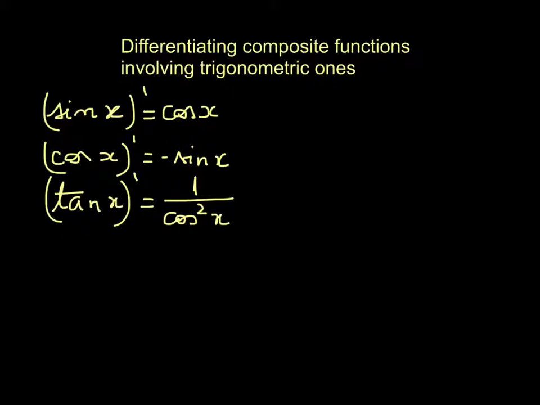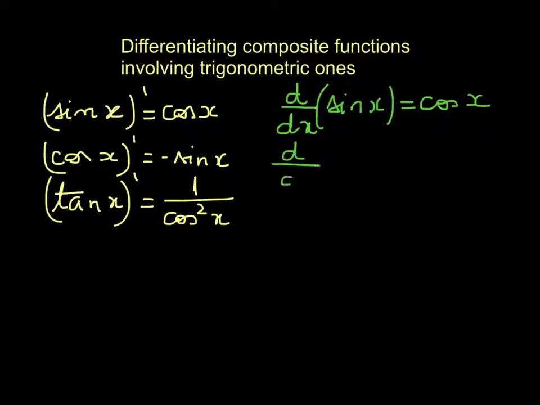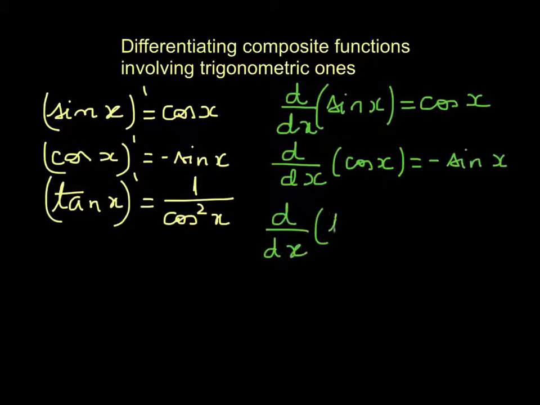Another notation for exactly the same thing is the derivative with respect to x of sine x is cos x. You need to be used to both notations. The derivative with respect to x of cos x is minus sine x. And the derivative with respect to x of tangent x equals 1 over cos square x. Let me write this time sec square x.